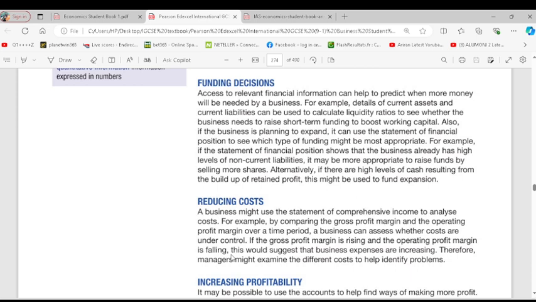That is a funding decision. Not only that, the business might want to expand. To expand, you need a lot of cash. The business needs access to its financial position to know if it has enough liquidity or not.